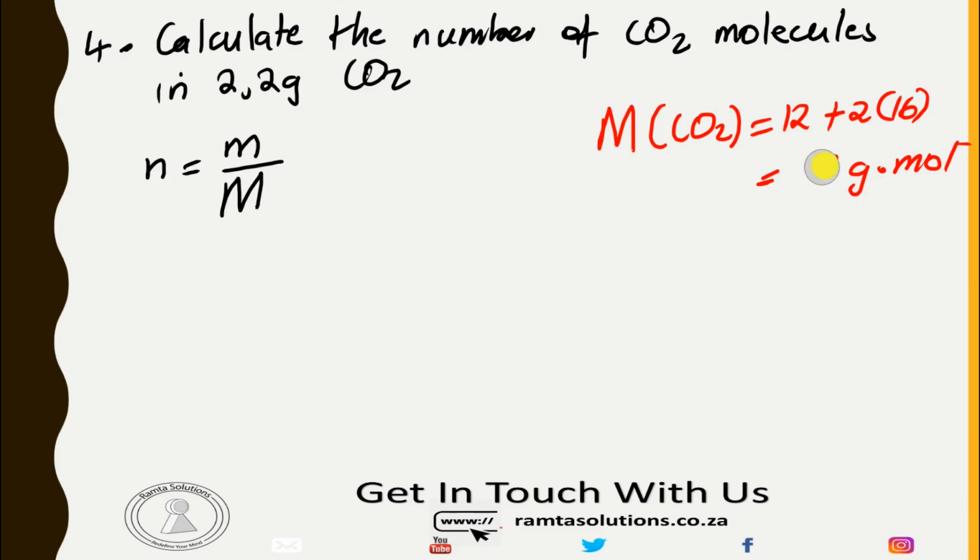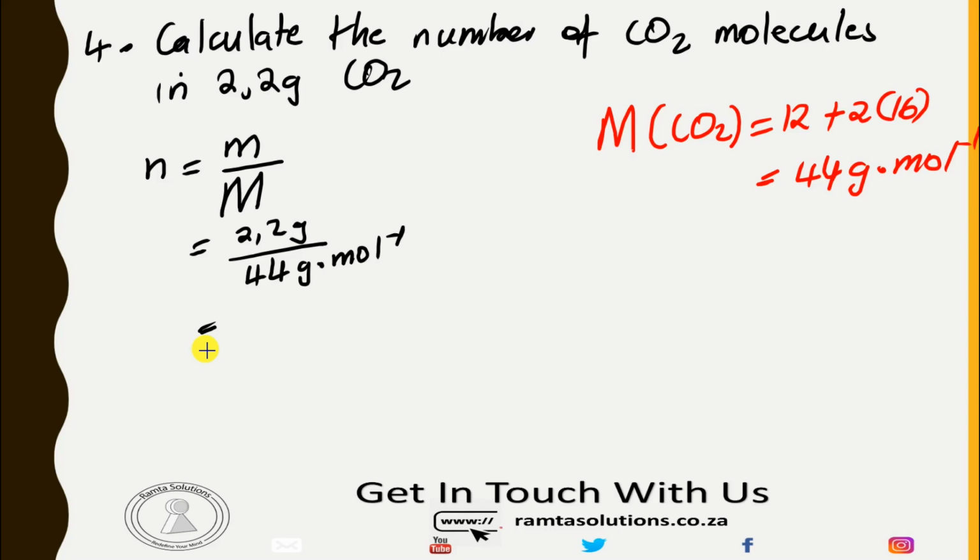It's 44. Yeah, it's 44 grams per mole. Okay? Perfect. So, moving on. Number of moles is 2,2 grams over 44 gram per mole. What do you get? Let's see.